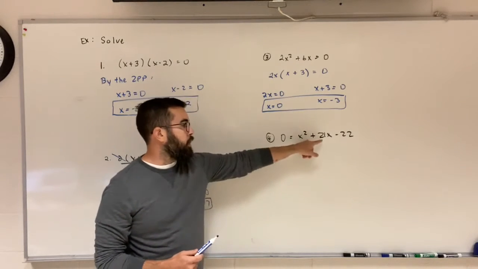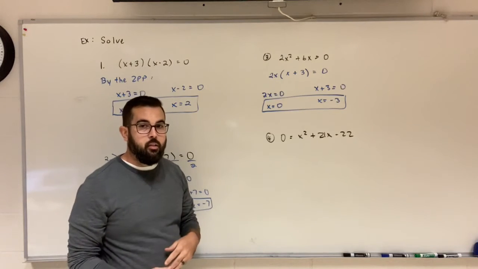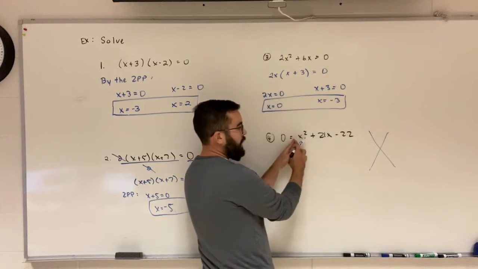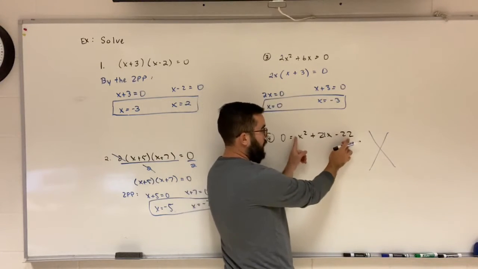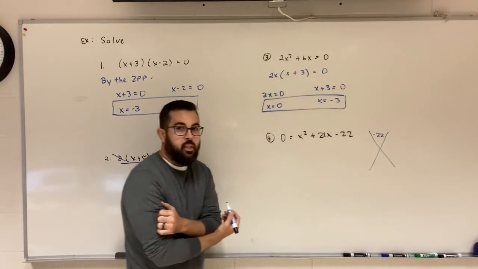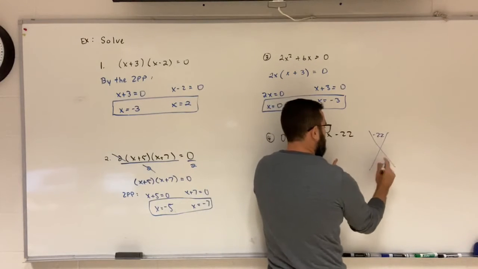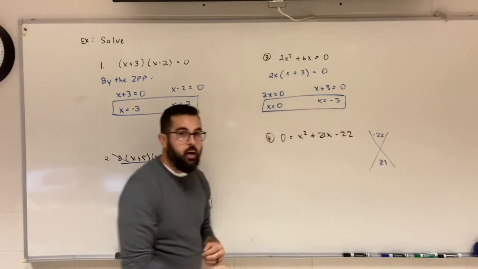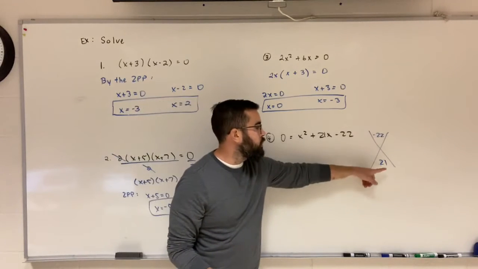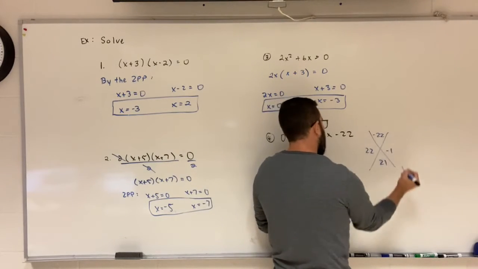Okay, this is a quadratic trinomial, so I'm going to use the factor puzzle method in splitting the middle term. So I multiply a times c. A is 1, c is negative 22, so I have negative 22 on the top of my factor puzzle. I have 21 on the bottom. So I'm finding two numbers that multiply to negative 22 and add to positive 21. So that's 22 and negative 1.